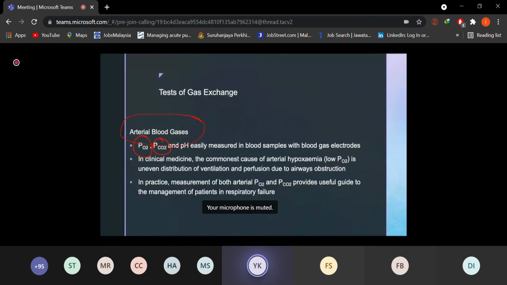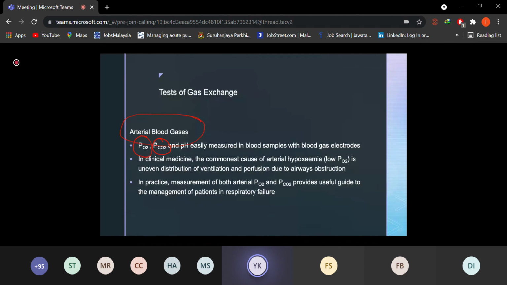In clinical medicine, the commonest cause of arterial hypoxemia, meaning low partial pressure of oxygen, is uneven distribution of ventilation and perfusion due to airway obstruction. You have enough air moving in, but the perfusion is less, or perfusion is okay, but the ventilation is obstructed. Then it will cause different partial pressures of oxygen and carbon dioxide, and eventually the pH level will change.